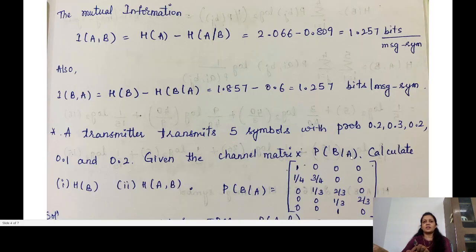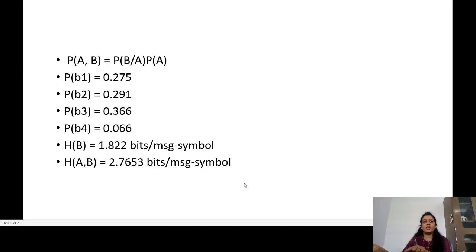That is, in this matrix, if I multiply first row with 0.2, second row with 0.3, third row with 0.2, whatever probability value is given, fourth row with 0.1 and fifth row with 0.2, I am going to get P of A comma B. So calculate your P of A comma B by using this equation.